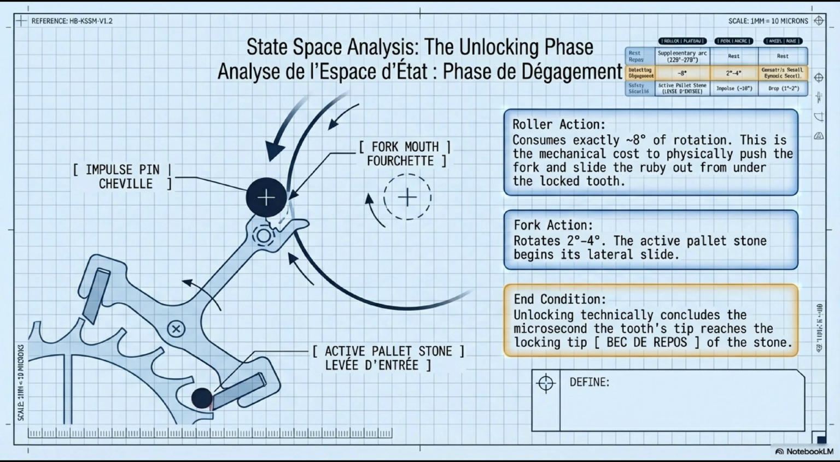And here's where the escape wheel does something surprising. It doesn't simply wait and then advance. During the fork rotation that frees the tooth, the geometry of the pallet stone rotating about the fork pivot actually pushes the tooth backward. The wheel recoils before advancing. We'll see the exact values on the next slide. Key numbers for this phase: 8 degrees on the roller, 2 to 4 degrees on the fork. These are the angular costs paid for each unlocking event before any energy is received in return.